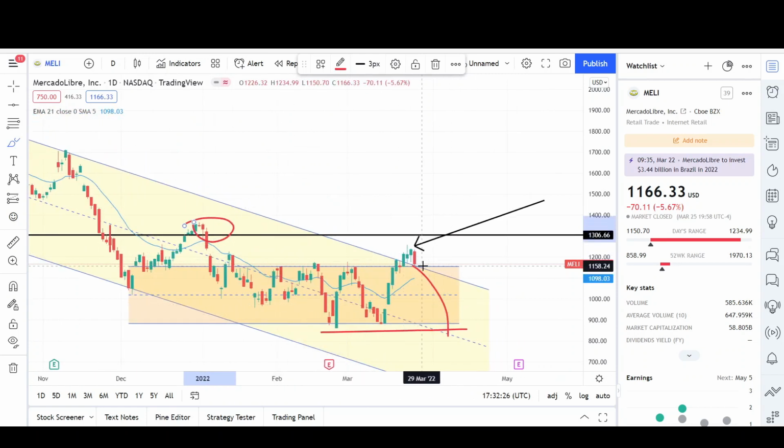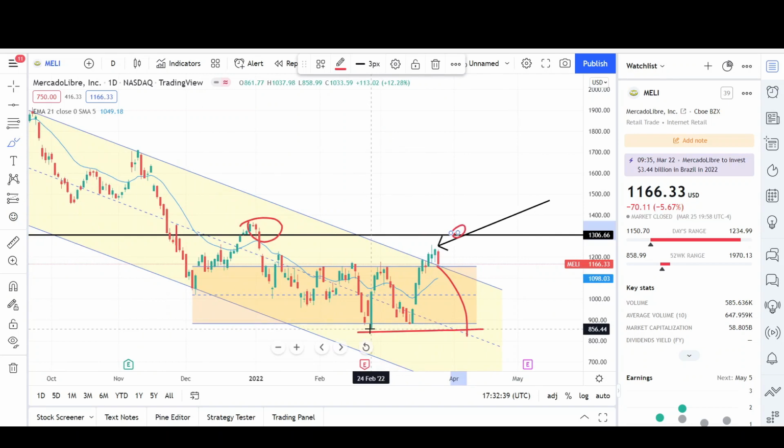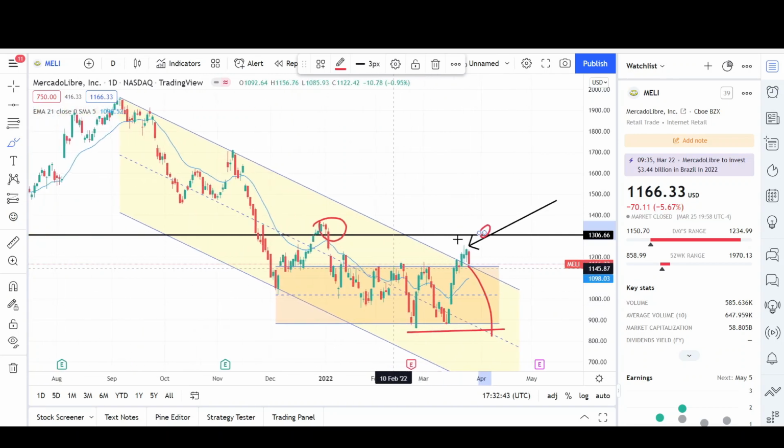So if this 1160 level holds, then we could go back up to the $1,300 and test it. Now if this 1160 level fails, then we can easily drop back down to the lows of this downtrend. So that's what I'm thinking can occur.